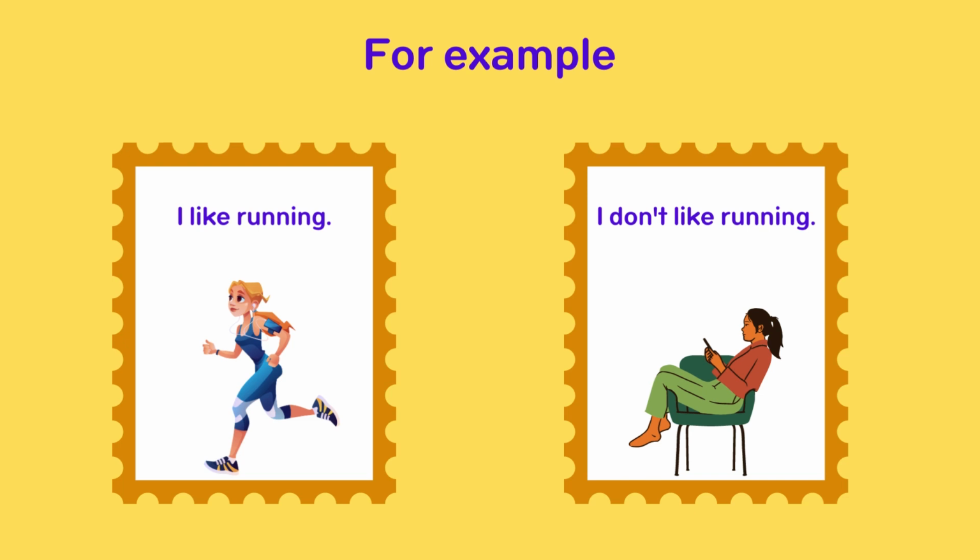Well, this is our sentence. I like running. First, I need to find my action verb. Here my action verb is like. Now, as we saw in our previous slide, we need to use don't. So, simply I add don't before my action verb, and it goes like this. I don't like running. Easy peasy.